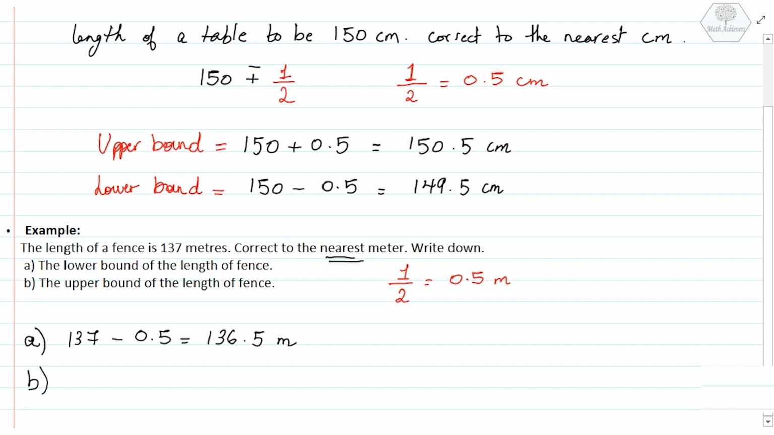Part B, the upper bound is simply equal to 137 plus 0.5, which is equal to 137.5 meters. I hope it's clear how we found out the upper and lower bounds of any given measure.